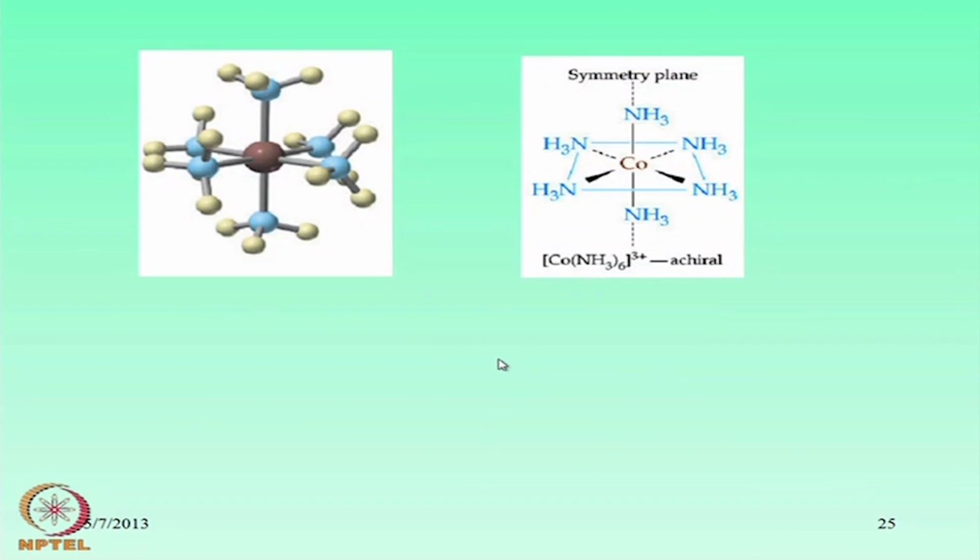Then we have what we just saw for the other compounds which have a symmetry plane: if it is a dichloro compound, it is also achiral, and if it is a hexaammine compound, it is also achiral, because we have a symmetry plane inside the molecule which divides the molecule into two, and one half is the mirror image of the other.